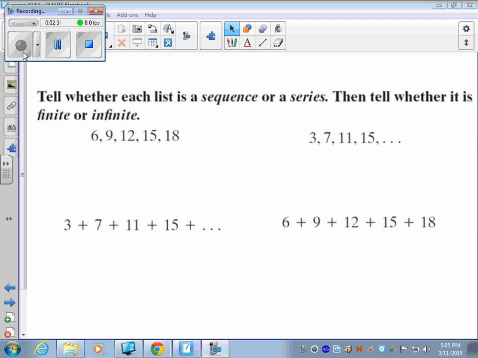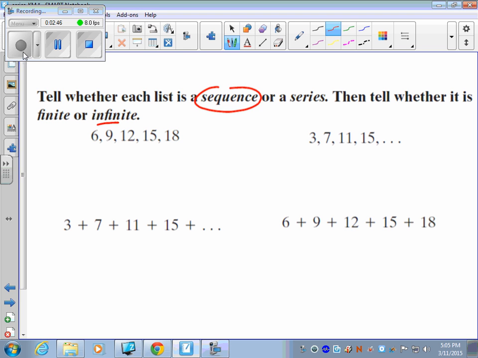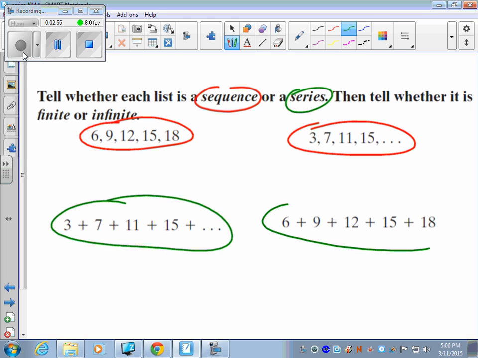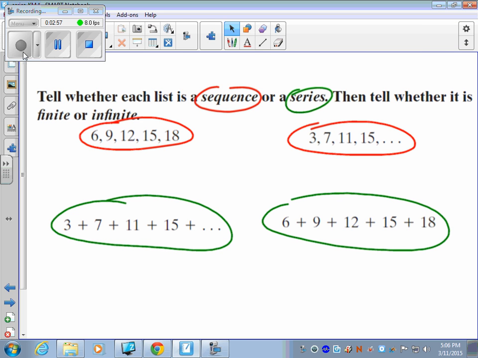One other quick thing is to tell whether each list is a sequence or a series. The sequences are numbers, commas; series, adding. So hopefully we can tell. So the sequence is right here. The series are with addition. And then tell whether it is finite or infinite. Finite means it ends. Infinite means it goes on forever and ever.